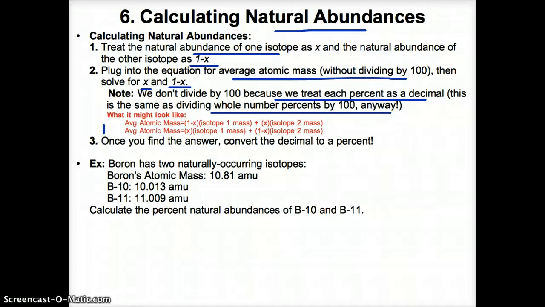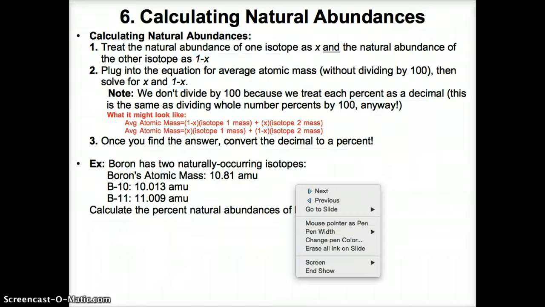All right, what it might look like is, for example, average atomic mass is equal to, let's say, 1 minus x is the abundance of isotope 1 times isotope 1's mass, plus x, which we designated the abundance of isotope 2, times isotope 2's mass. And adding those two products together, you get the average atomic mass. All right. Step 3, finally, once you find the answer, convert the decimal to a percent by either multiplying by 100 or moving the decimal place 2 spaces to the right as you learned in algebra.